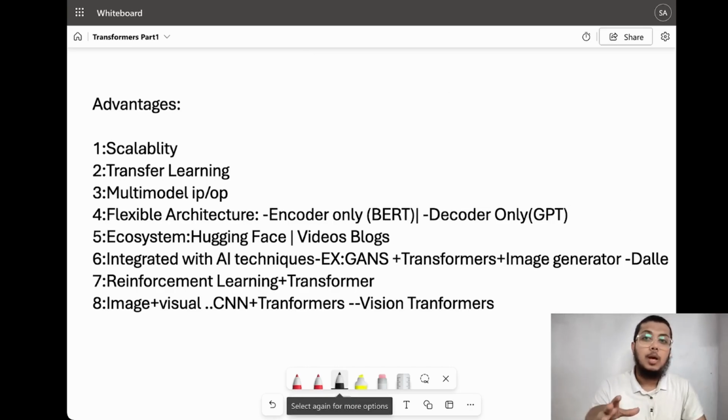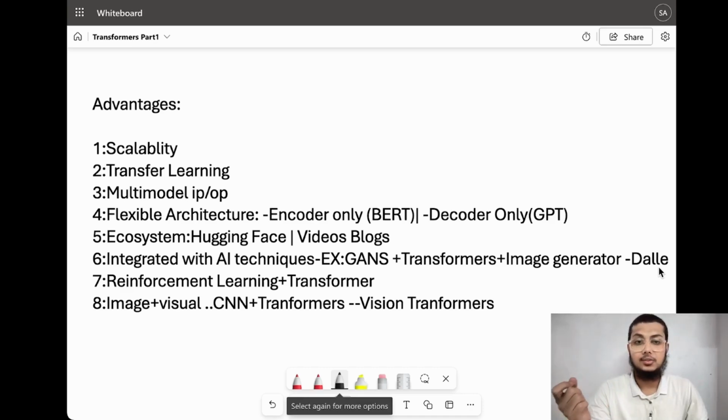Now let's discuss the advantages. The main advantage of transformers, the most important that we already know, is scalability, because the architecture does not have the component of LSTM, and it's only attention based. You can train parallelly. Training is very fast, and you can train on large data, that is highly scalable, because of which the second benefit comes, that is transfer learning.